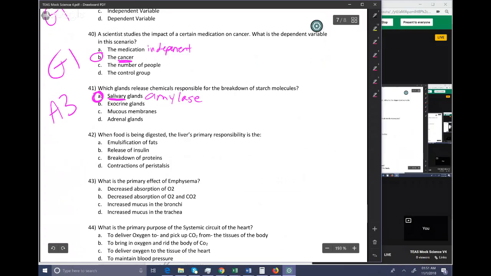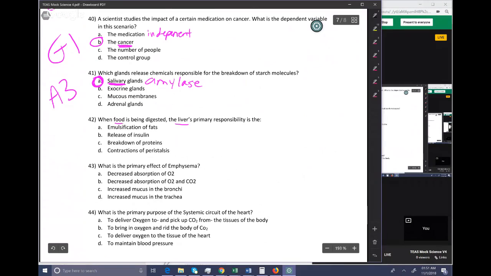When food is being digested, the liver's primary responsibility is the emulsification of fats. That is a specific word that they typically use on TEAS when they're talking about the liver. You could say breakdown of fats, digestion of fats, but emulsification is the word that is most technically correct for that.